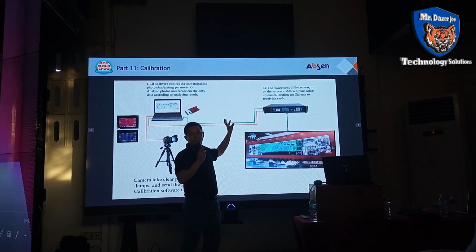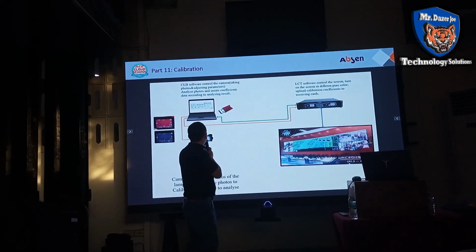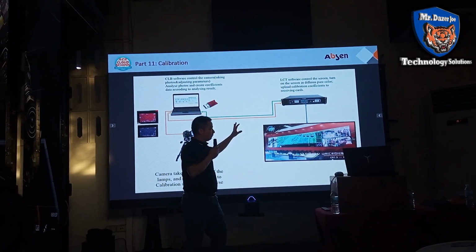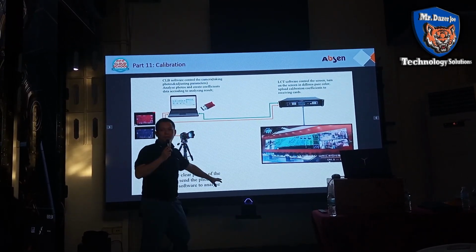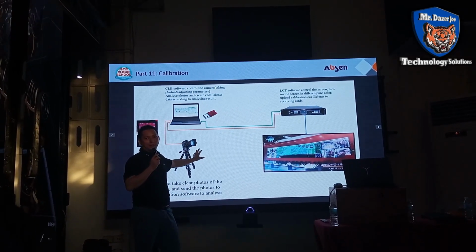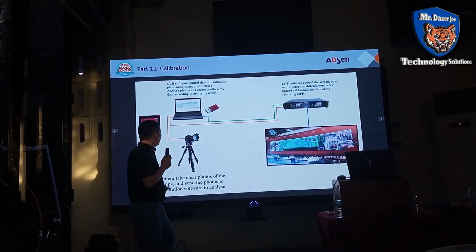This is for control of the screen. And we also need a video cable connected to the controller as the background. So when we calibrate the screen, we need a background, like a pure RGB color, the white color. And this is a camera.